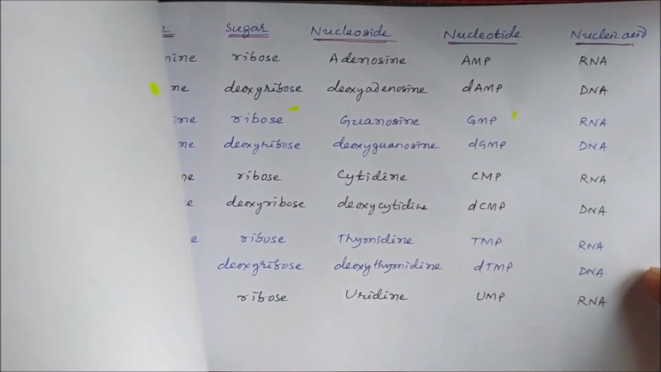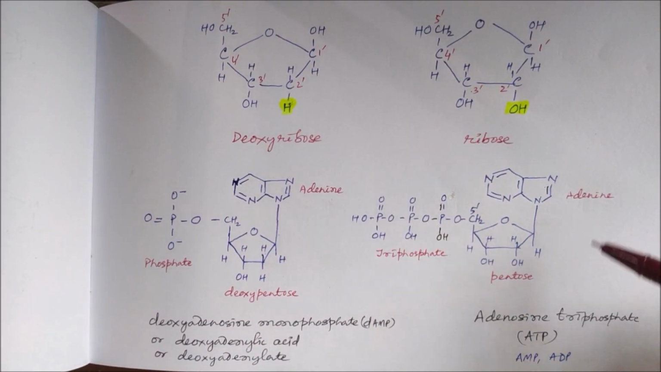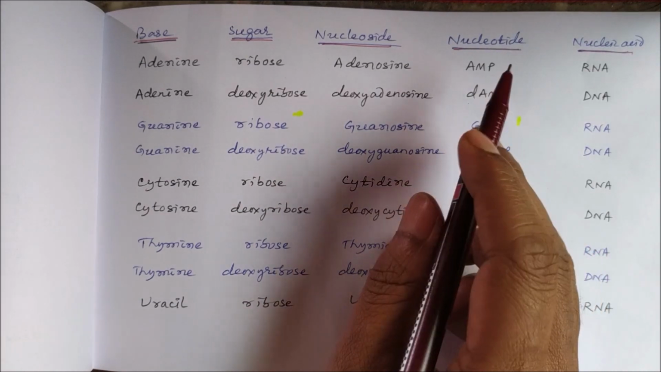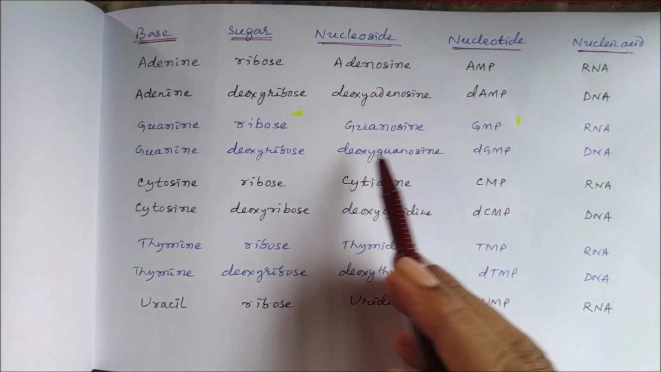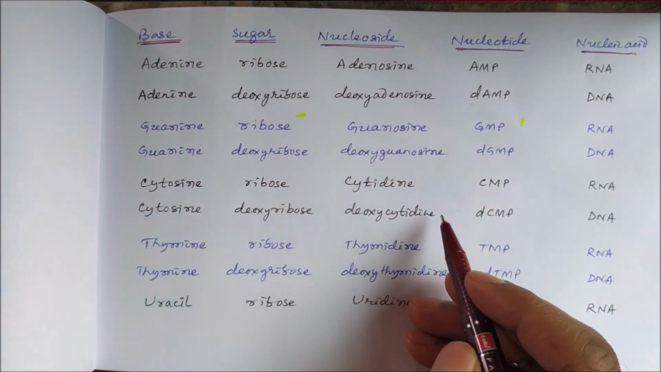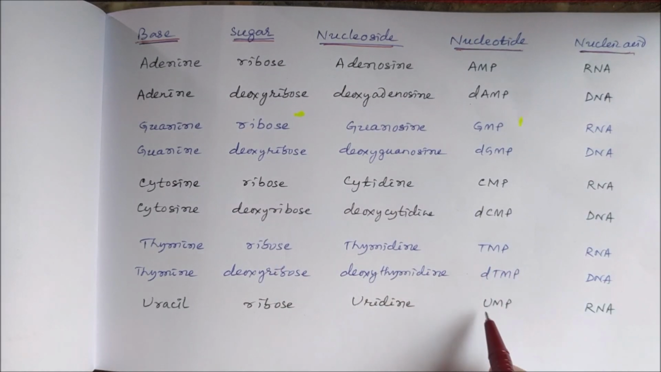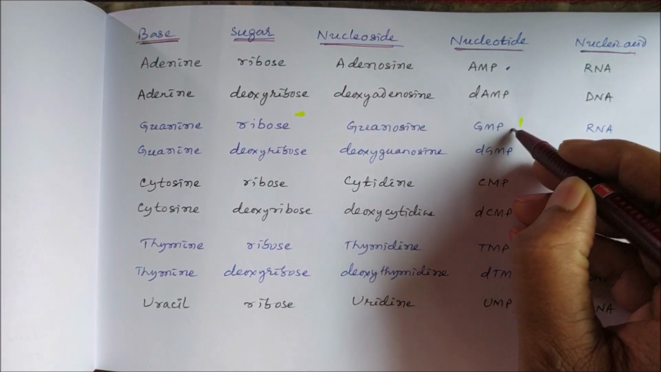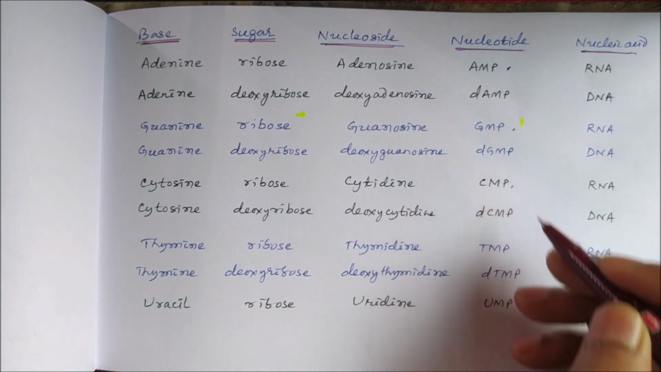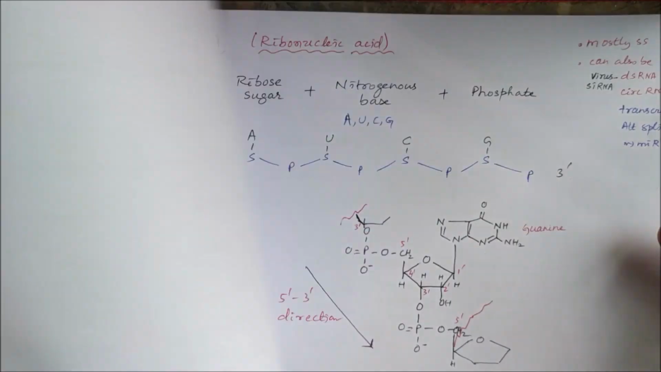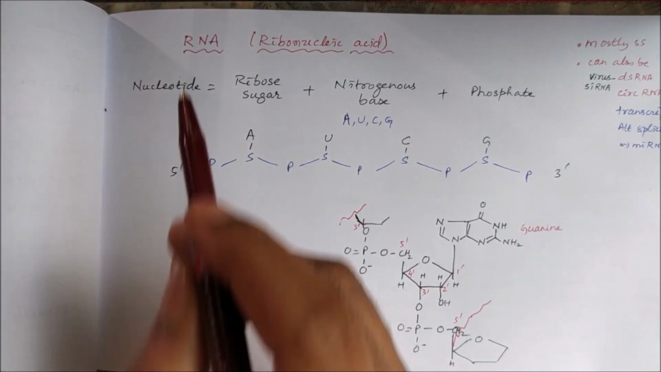So AMP, ADP, ATP, all are examples of nucleotides. Then similarly, the guanine nucleoside is guanosine and the nucleotide is guanosine monophosphate. Similarly, cytidine monophosphate and uridine monophosphate. These four, adenosine monophosphate, guanosine monophosphate, cytidine monophosphate and uridine monophosphate, when joined to form a polymer, become RNA.